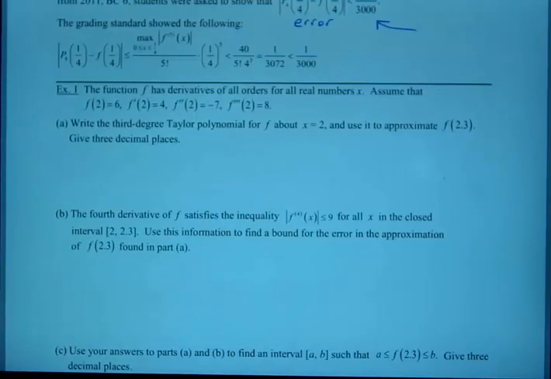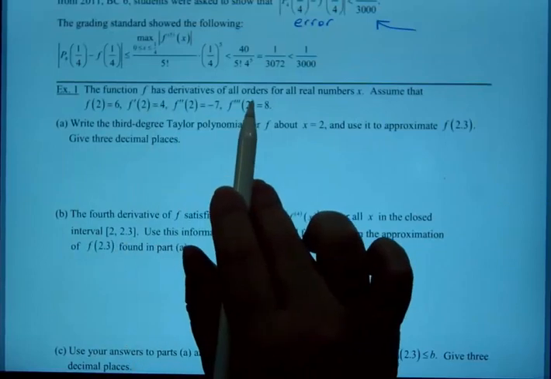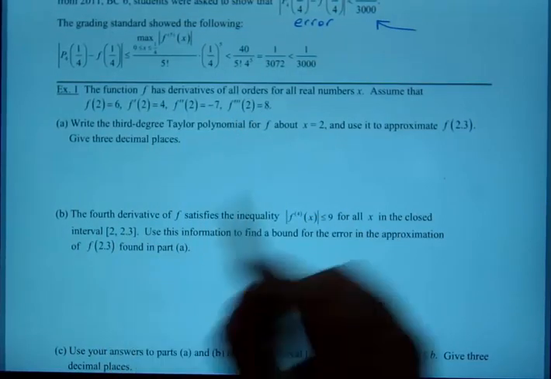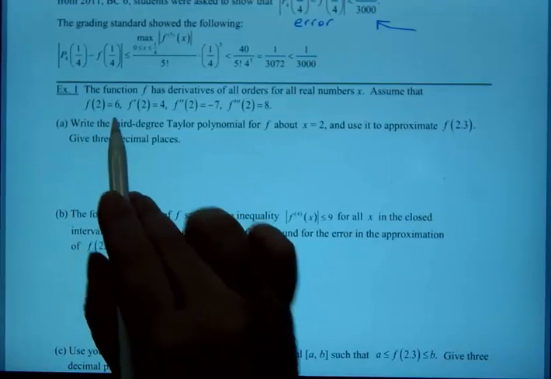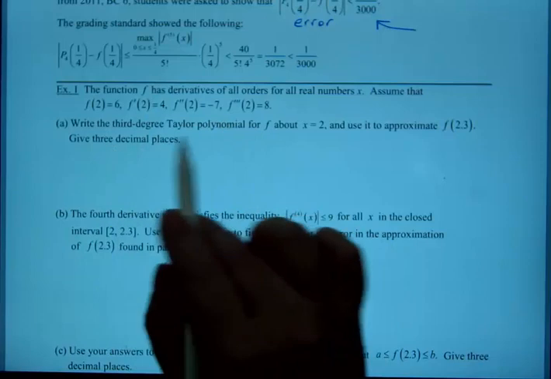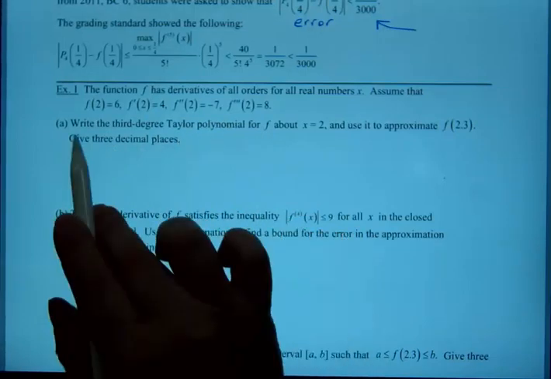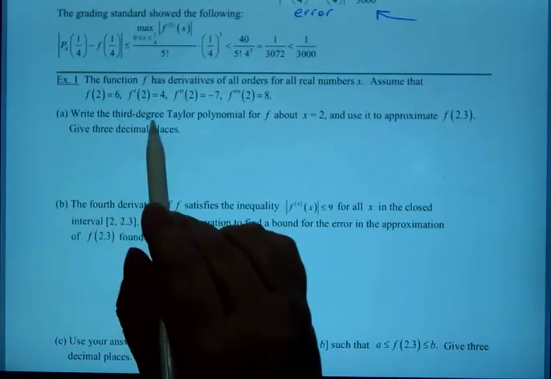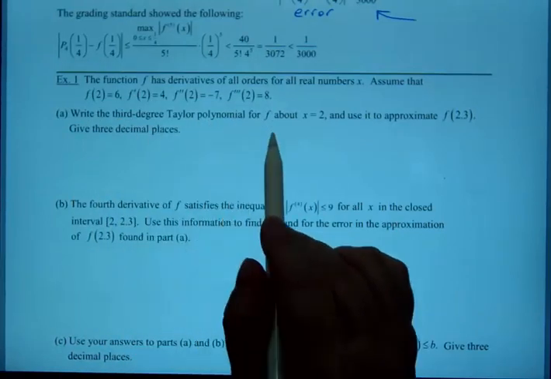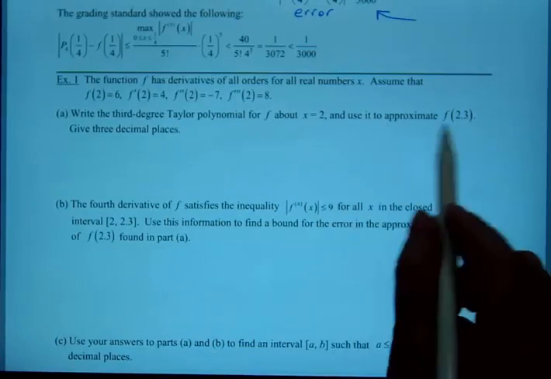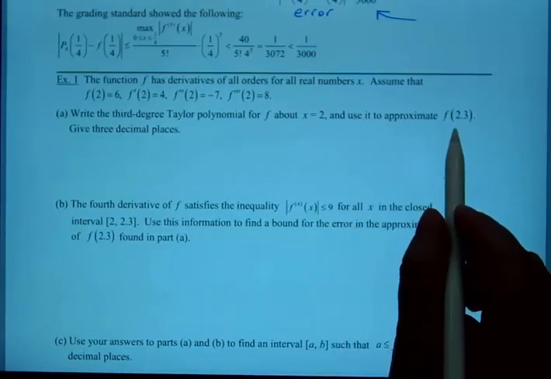The function f has derivatives for all orders. In other words, it's got a first, second, third, fourth, fifth derivatives. You're good. Assume that f of 2 is 6, f prime of 2 is 4. Doesn't this kind of look like your quiz? Yeah. Didn't your quiz start like this? Now it says, instead of doing what you did on the quiz, write the third degree Taylor polynomial for f about x equals 2. And then use it to approximate f of 2.3. All right, give 3 decimal places.